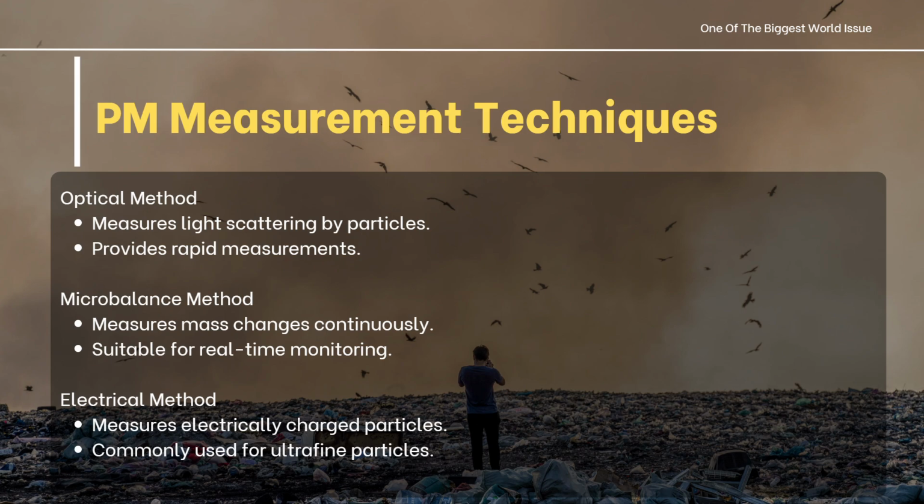PM monitoring. The optical method includes measuring light scattering by particles and provides rapid measurement. The microbalance method measures the mass change continuously and is suitable for real-time monitoring. The electrical method measures electrically charged particles and is commonly used for ultrafine particles.